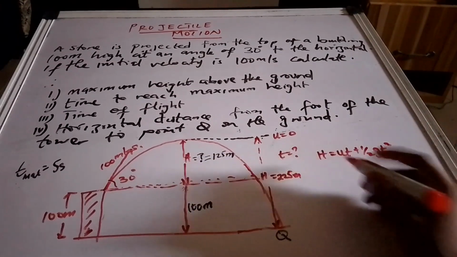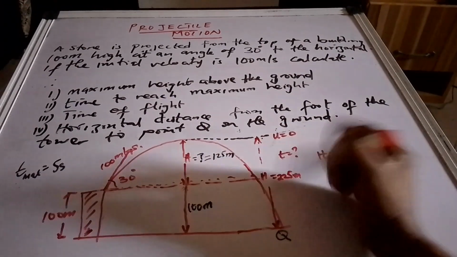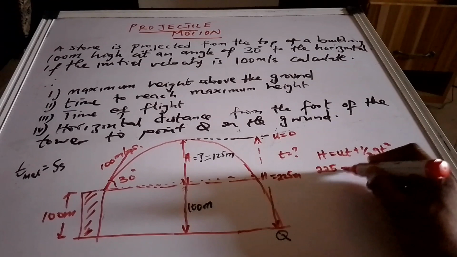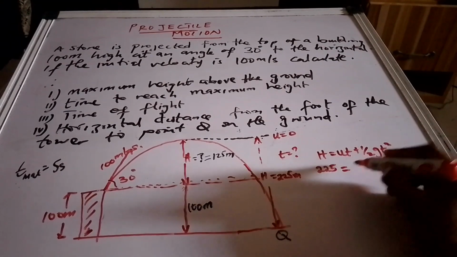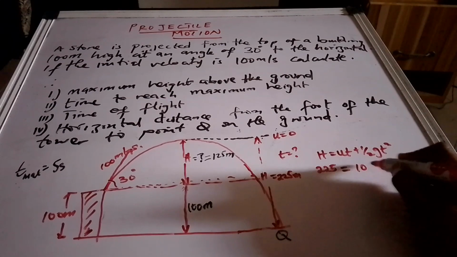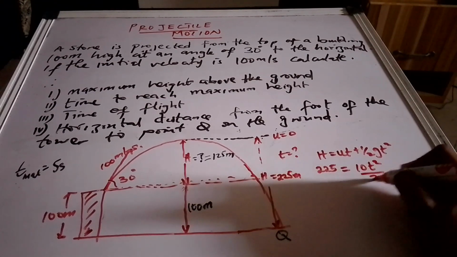So what's our h? Our h is from here to here, which is 225. So 225 equals ut, and u is 0, times t is 0. So we only have half gt square, that is 10 t square over 2. So that's what we have.